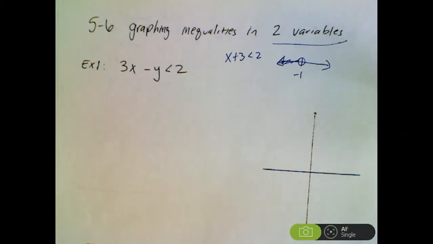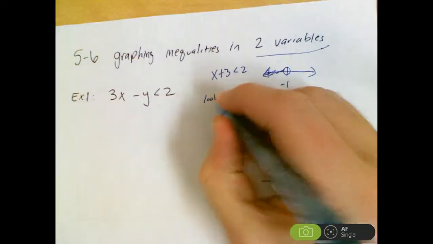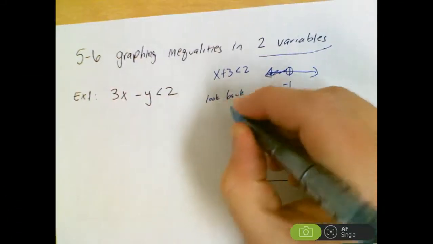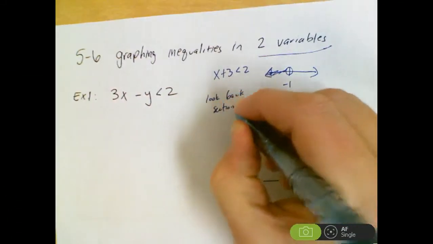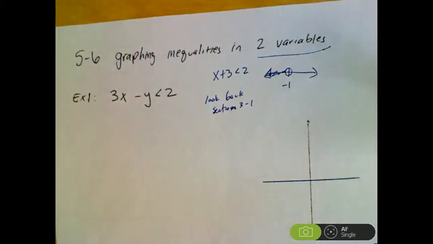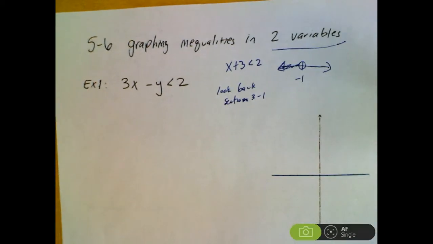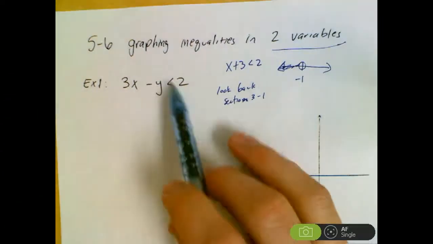If you have trouble graphing, it might not be a bad idea to look back at section 3.1. We did some graphing in that section, so it might not be a bad idea to look back to that video and look back to those notes if you still have them. Look back in the book there. But there are two changes that are different when we have inequalities like this.